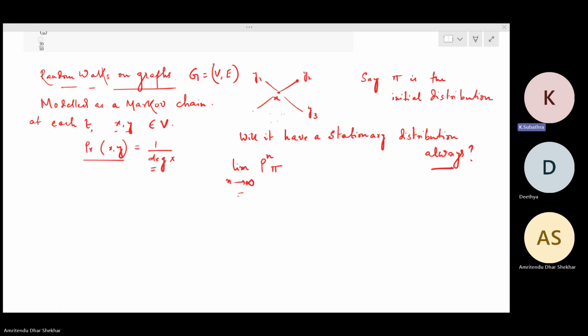So there is no vertex which is of degree 0. Yeah, so if there's a degree 0, okay. Let's assume that there are no degree 0 vertices. Assume a connected graph, which means all vertices have degree greater than 0.